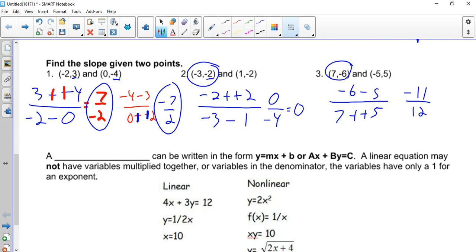Now, case in point on number 2, real quickly. If I would have had a 0 on the bottom, so let's say I end up with a slope like 5 over 0, type that in your calculator and see what happens. On something like this, you get an error because there is no slope. So a 0 on the top is okay. A 0 on the bottom is not.